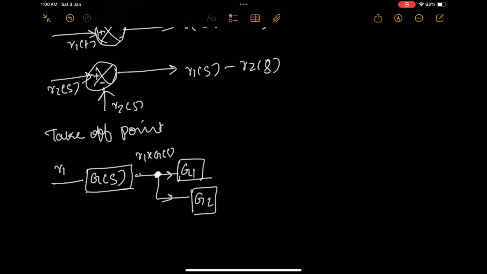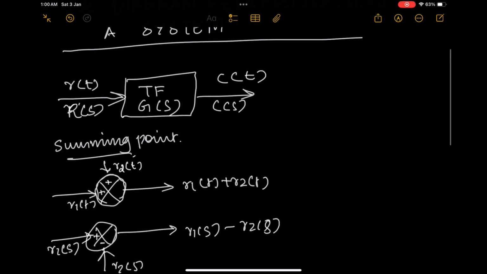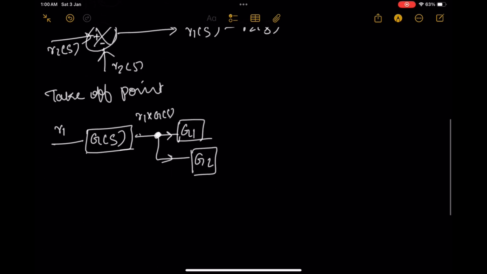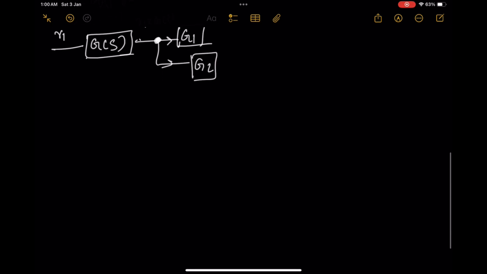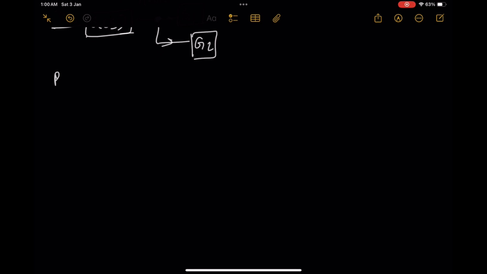So there are takeoff points, summing points, and also we have learned about the basic block diagram representation. Now we'll move on to the block diagram of a closed loop system. So I'm writing block diagram of a closed loop system.